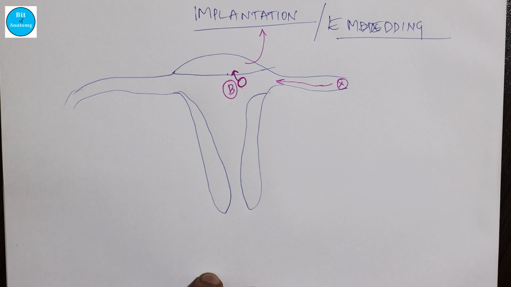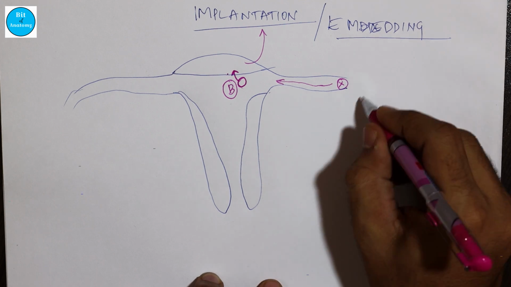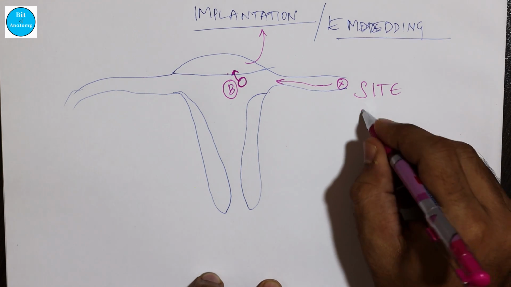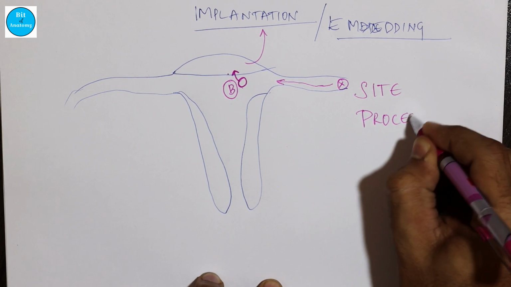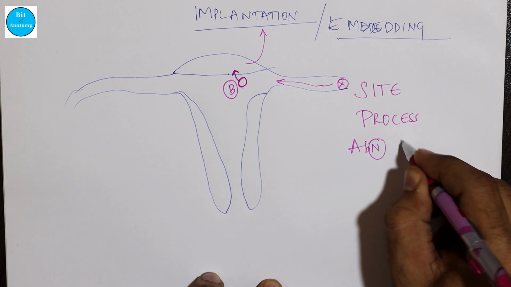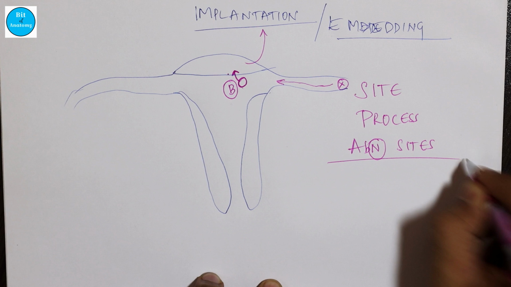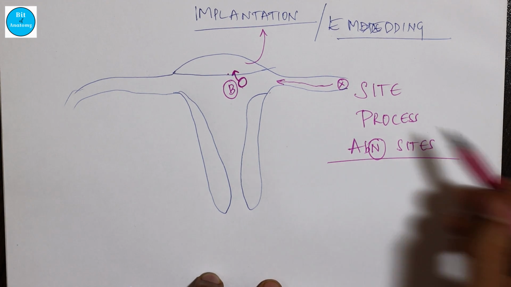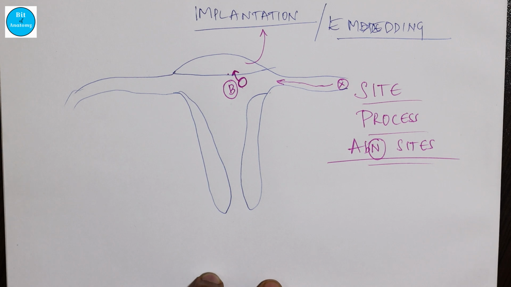So what all things we should know in the chapter of implantation is: what is the normal site of implantation, what is the process of implantation, and what are the abnormal sites or ectopic implantation. So these are the various subheadings that you should know under the implantation process.